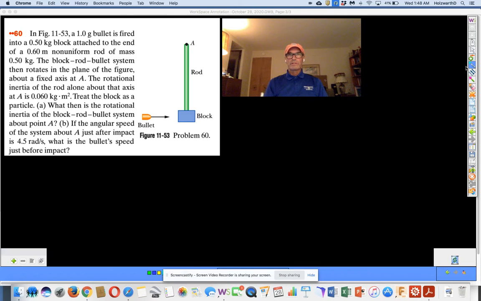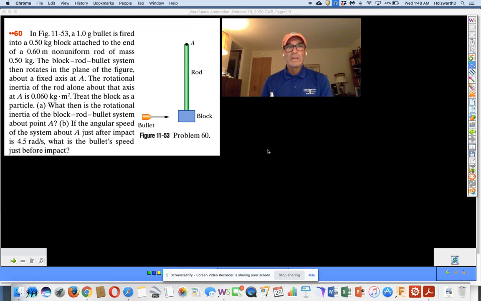Okay, there's another helpful hint. Chapter 11, problem 60. Not much mystery to this problem, but perhaps the confusing part is where they state that the rod is non-uniform.